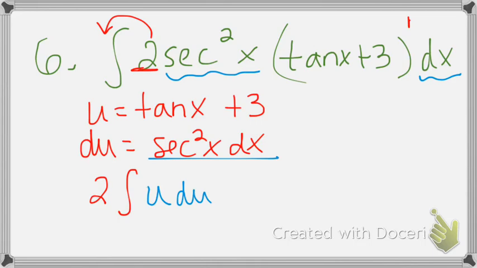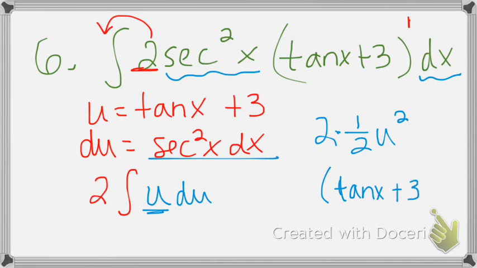Okay? So what is the integral of u? 1/2 u squared times your 2 that's on the outside. What's the integral or antiderivative of u? That's like u to the first. So you add 1 and divide by it. It could be u squared over 2 if you want it to be. Where did 1/2 come from? Okay, so we end up with 2 times 1/2 is 1, and then u is tangent x plus 3 squared.